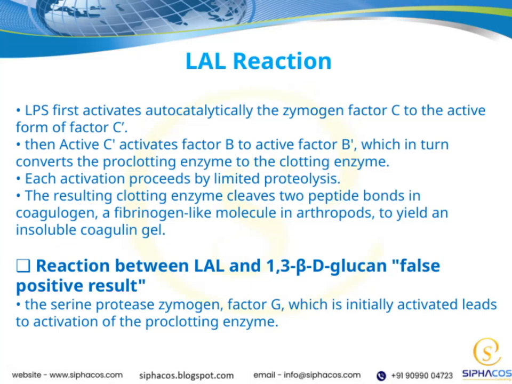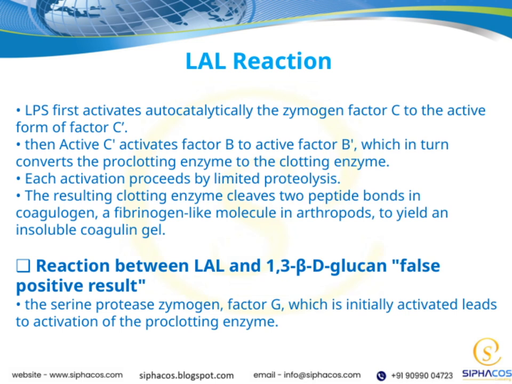Let's walk through how the LPS activates the clotting process. First, LPS activates factor C in an autocatalytic way, turning it into its active form, activated factor C. This is a key initial step that sets off the cascade. Next, the activated factor C then activates factor B, converting it into activated factor B.